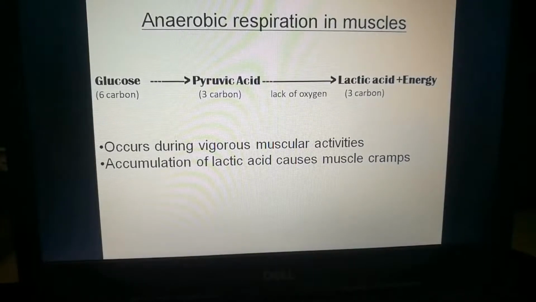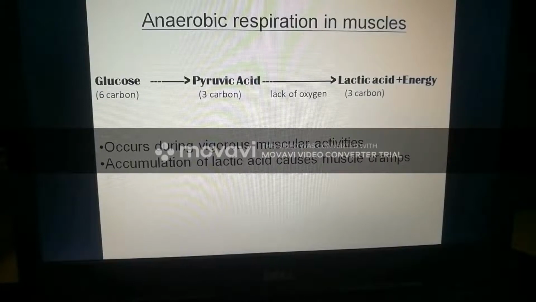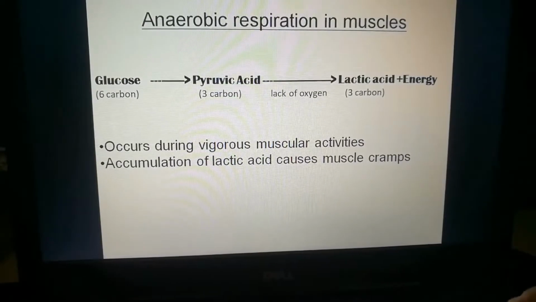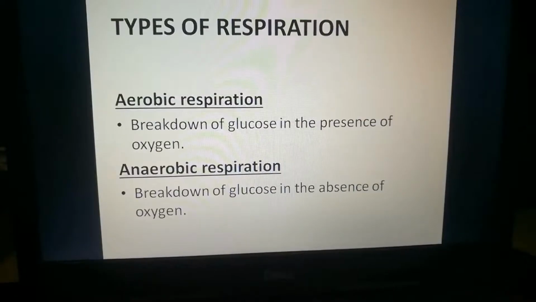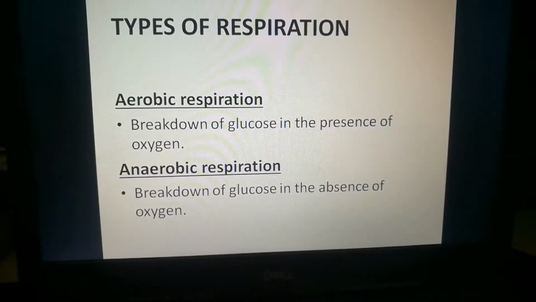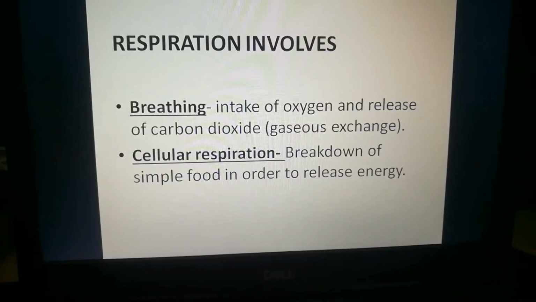One is the normal aerobic respiration happening during normal activities, and the second type of respiration, that is anaerobic respiration, happens in muscle cells only during heavy exercise. So we saw the two types of respiration: aerobic respiration and anaerobic respiration. Mostly all organisms undergo aerobic respiration, and for the availability of oxygen, they have to breathe in.